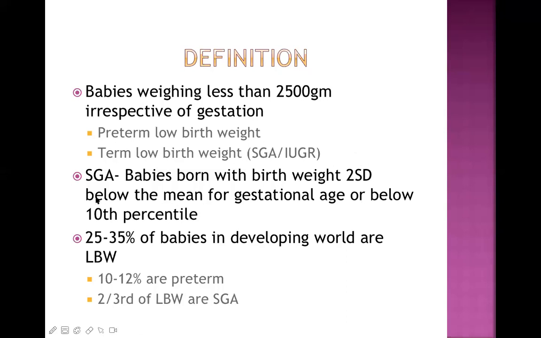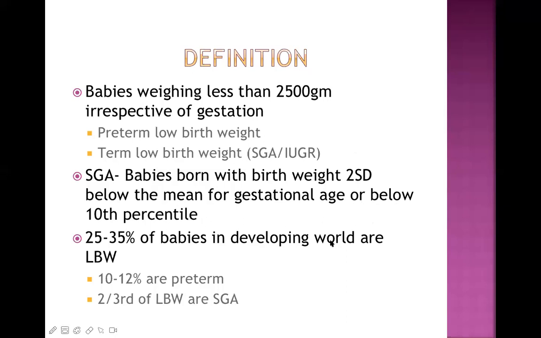Now, see here, SGA, babies born with birth weight two standard deviation below the mean, or if you don't want to remember that way, you can simply say below 10th percentile for that gestational age is called SGA. These babies look smaller.